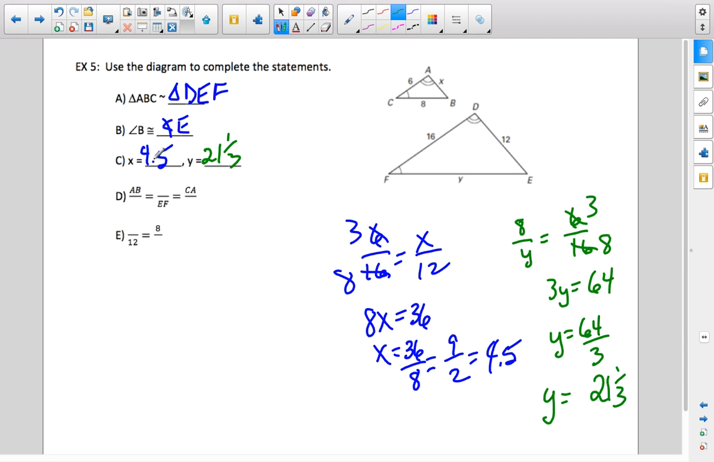AB compares to DE, so I'll fill in the blank there. What side compares to EF? Oh, EF is Y, that compares to BC, and C to A compares with FD. What number goes with the 12? Oh, that would be the X up here. And what number goes with that 8? Well, that's the variable Y.